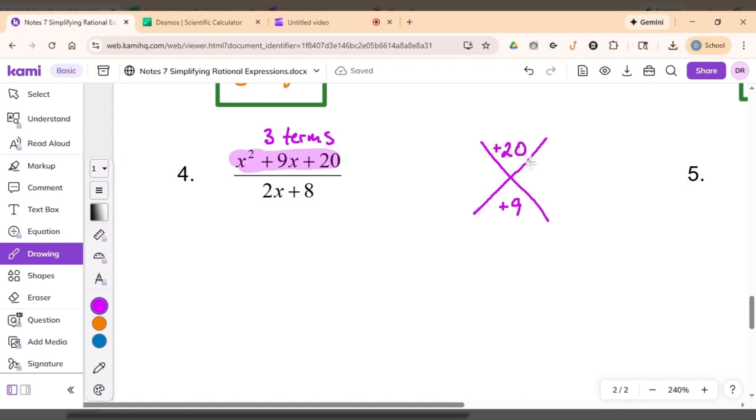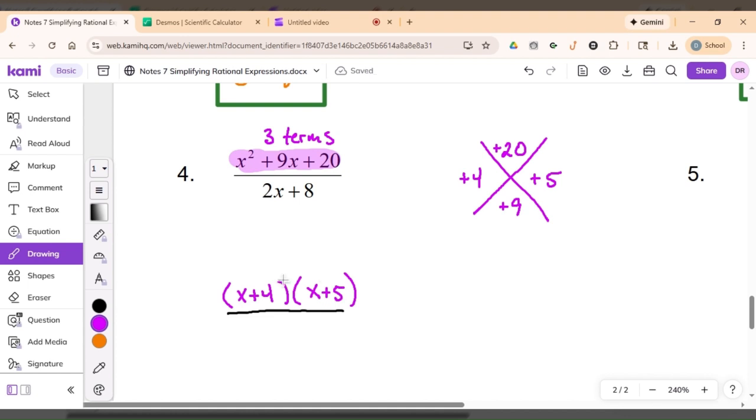So with 20, there's multiple options. There's 1 times 20, 2 times 10, 4 times 5. Any of those multiply to 20, but the only ones that multiply to 20 and add to 9 are going to be a positive 4 and a positive 5. Okay, so for this trinomial in our numerator, since it has a leading coefficient of 1, we found the 2 values that we need for the factors by completing this chart. So our numerator is going to be an x plus 4 and an x plus 5 when we rewrite it.